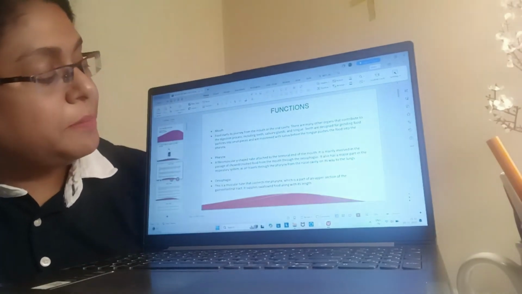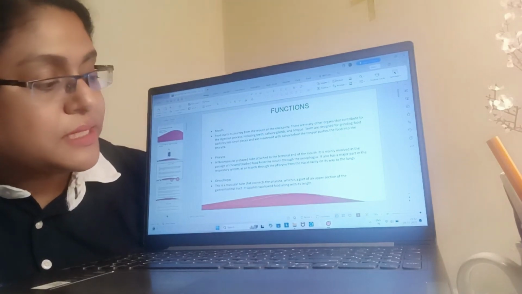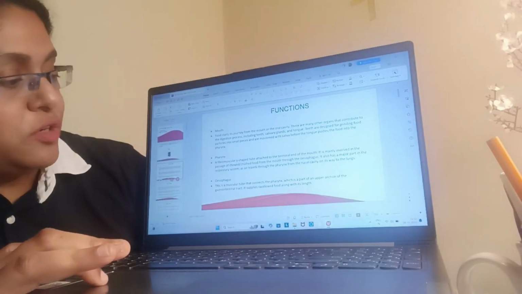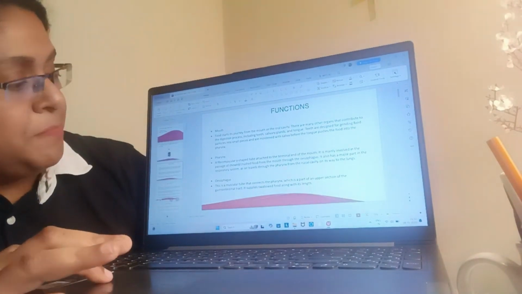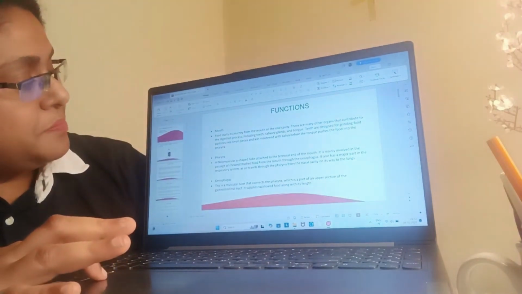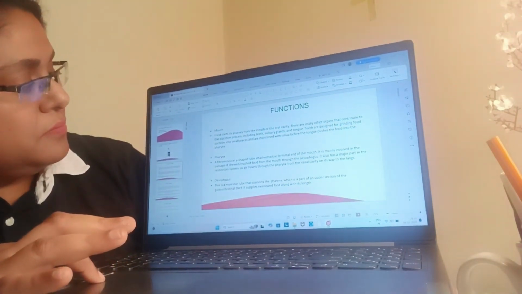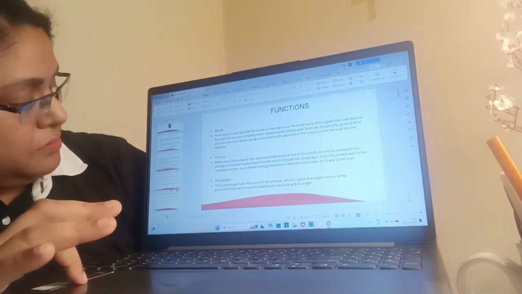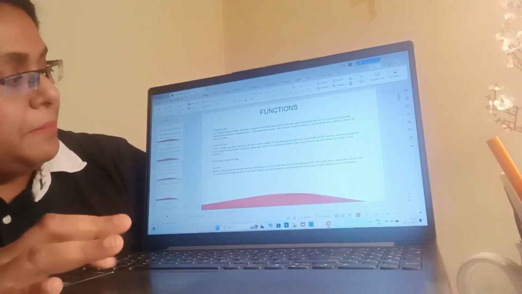Now talking about the esophagus, it is a muscular tube that connects the pharynx, which is part of the upper section of the gastrointestinal tract, and it carries the swallowed food along its length. Now, talking about the stomach.